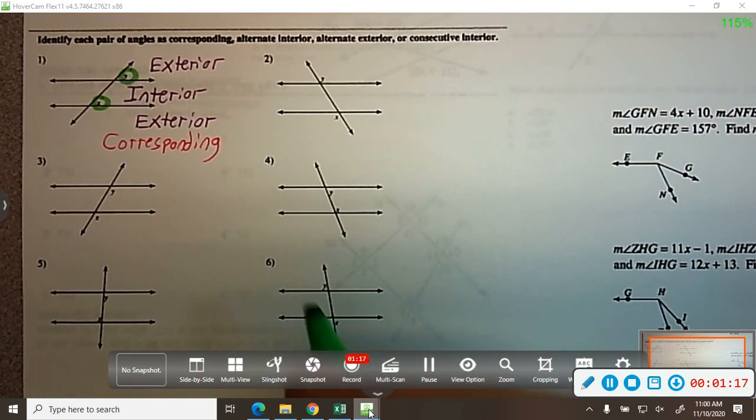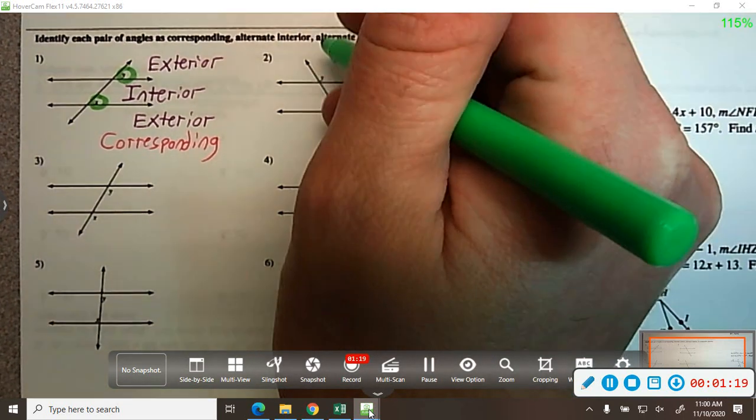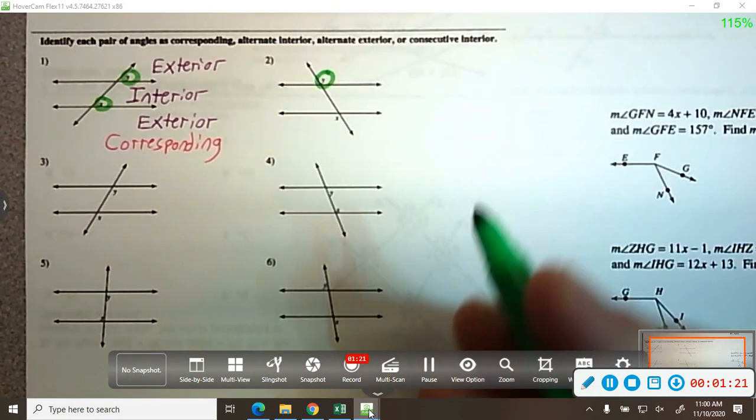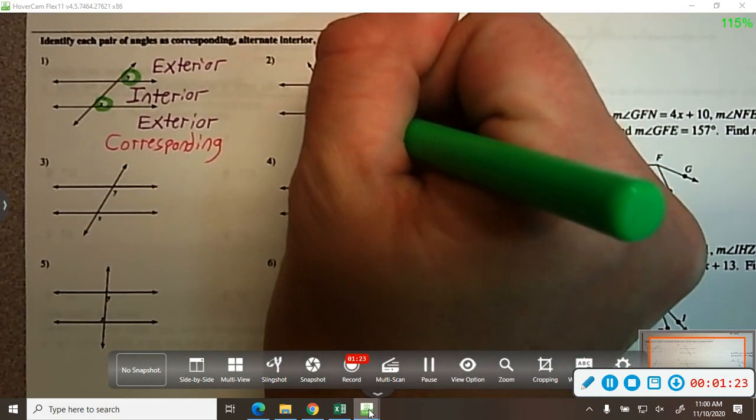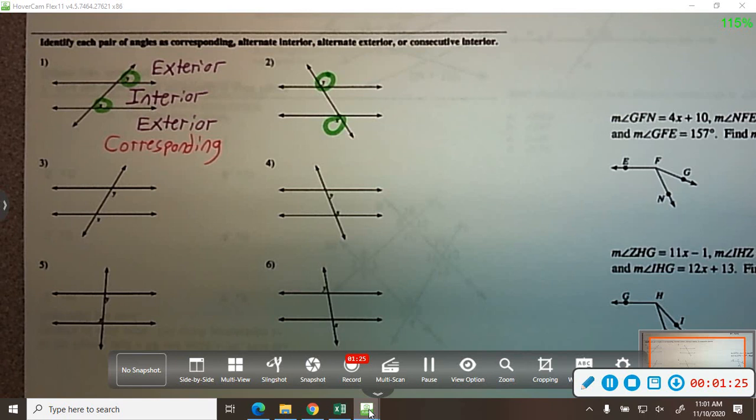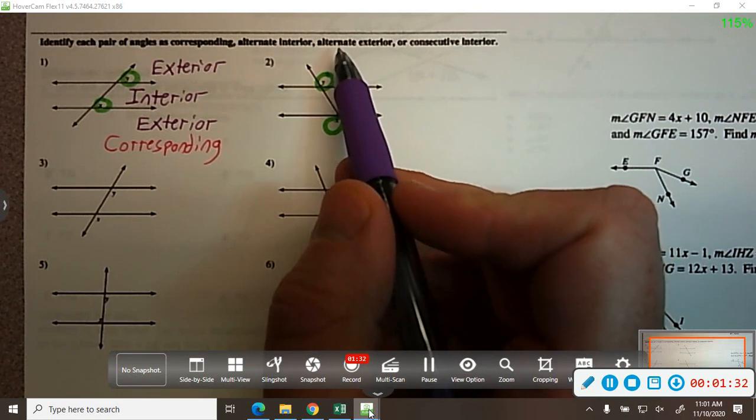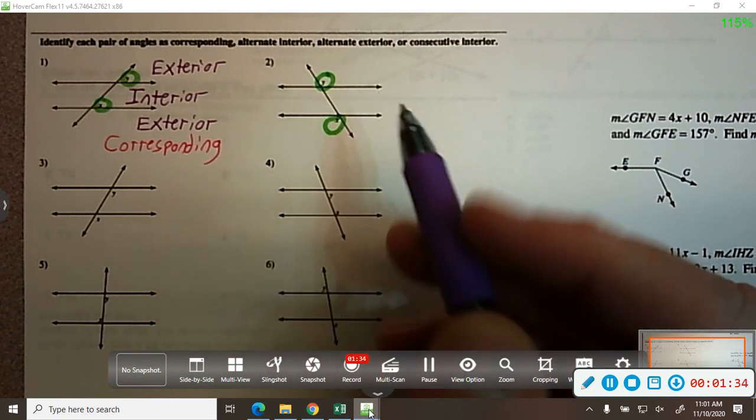For problem 2, we got Y on the outside, X on the outside. They're on different sides of that transversal. So to say something's on different sides of the transversal, we say alternate exterior.